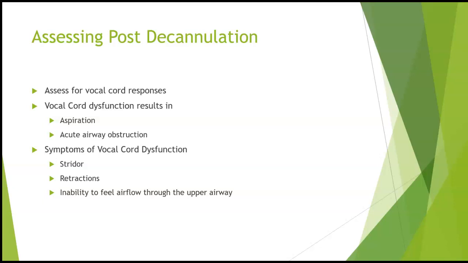So when we're assessing for post-decannulation, after we've taken the trach out, we want to make sure that their vocal cords are working the way they're supposed to. We assess for vocal cord responses, because anytime you have vocal cord dysfunction, that could cause aspiration, or it could be causing an airway obstruction. Some of the common symptoms are going to be stridor, retractions, and any inability to feel air flow through that upper airway, which means if I can't feel any airflow through the patient's nose or mouth, there's some sort of upper airway obstruction.